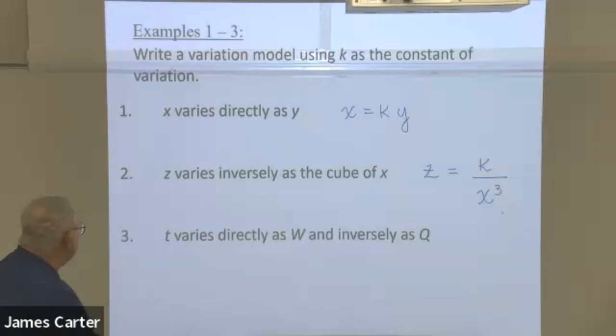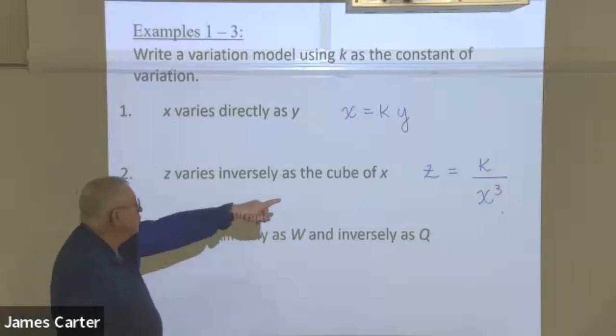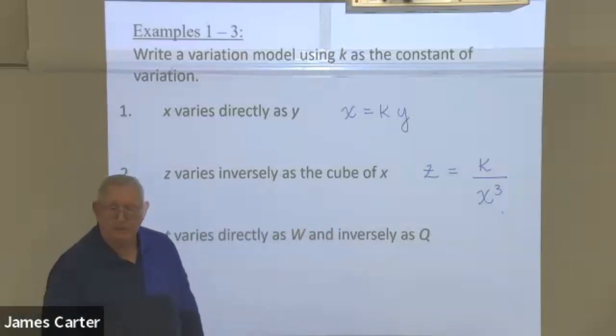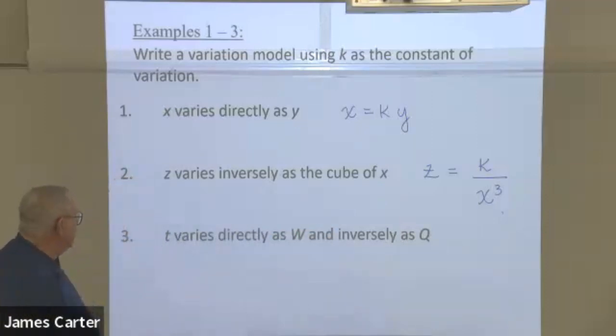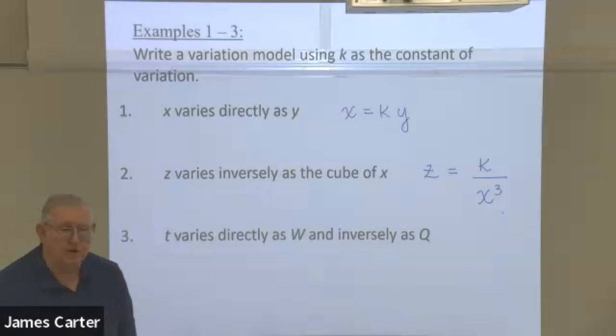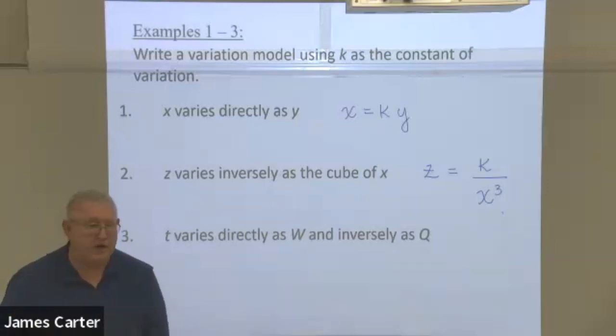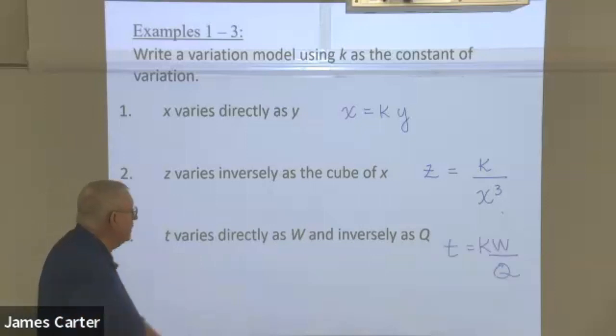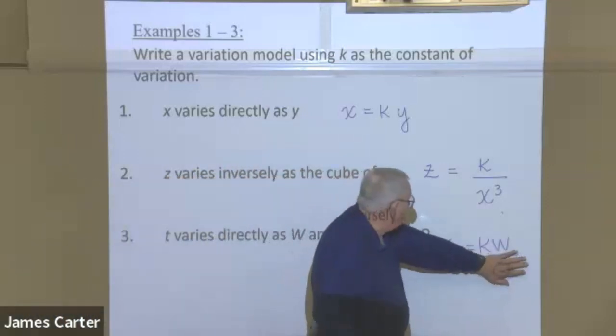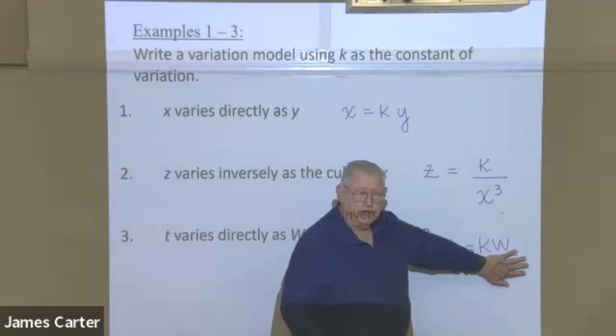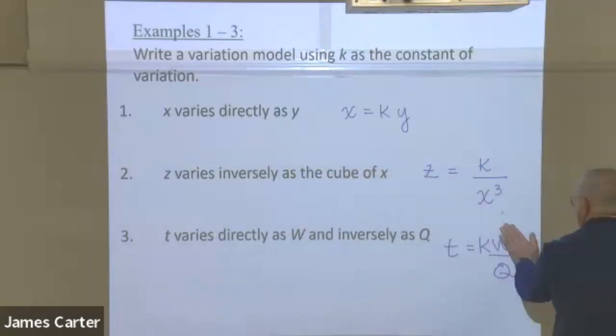T varies directly. This word varies is where your equal sign is going to go. T varies directly as W and inversely as Q. Now, this one has both direct and inverse variation in the same problem. This one looks like this. The KW is the direct part of it. The K over Q is the inverse part of it.